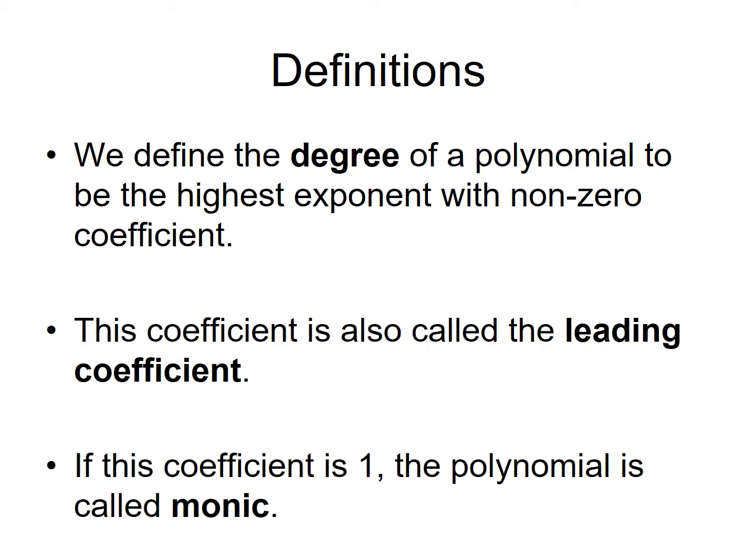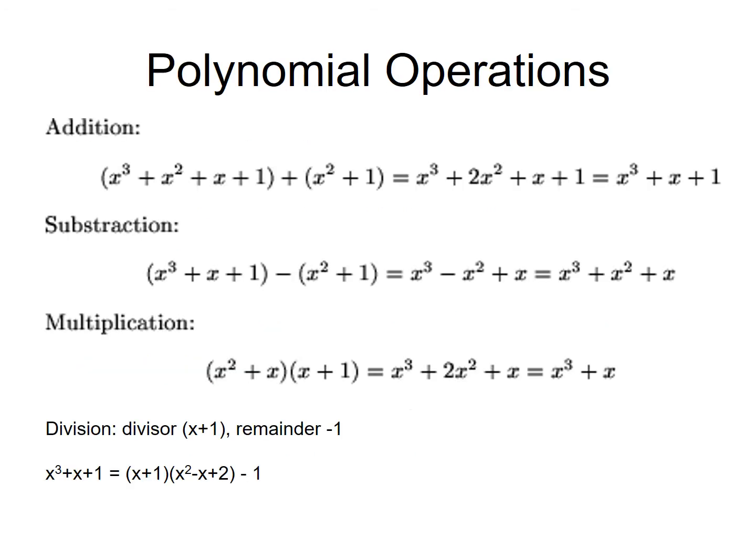The degree of a polynomial is the highest exponent with non-zero coefficient. And keep in mind, we want integer powers right now. This coefficient is also called the leading coefficient. If the coefficient is 1, we call that a monic polynomial. And if you think about limits in Calc 1 or Calc 2 and things like that, we often care about the leading coefficient. It also helps for factoring things like that.